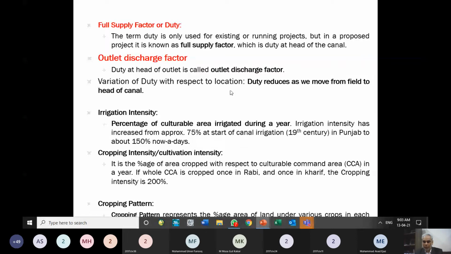You should understand this concept of variation of duty with respect to location. You should not think duty is constant within the system. Duty is different at the head, different at the outlet, and different at the field because of the losses within the system. So duty reduces as we move from the field towards the head of the canal. From the field, we pass the water course, then reach the outlet, then going towards the head we pass through the distributary canal, then the branch canal, and then the main canal. So as we move towards the head, duty reduces.